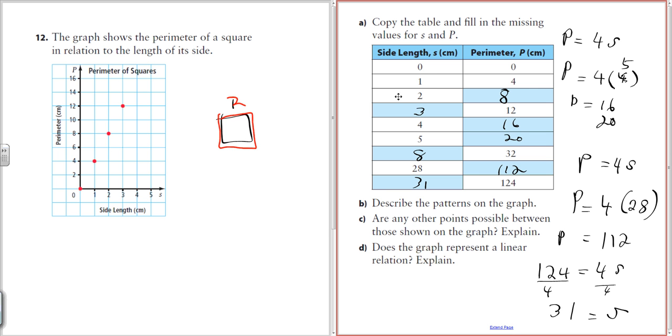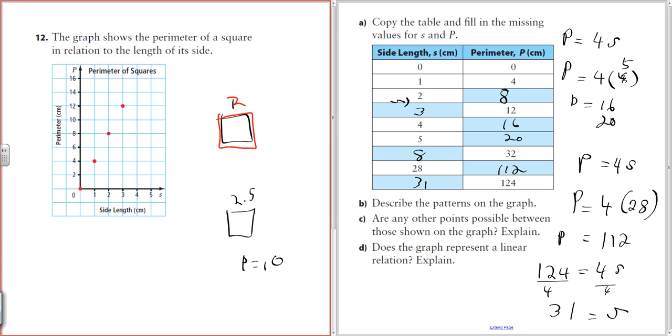Well, the answer is yes. Is it possible to have a side length, instead of being 2, of 2.5 centimeters? Of course it is, and that would have gone right in here. We could have plopped it in right between 2 and 3, at 2.5, and the perimeter would have been 4 times that. So, well, 2 times 2.5 is 5, so 4 times that is 10. So the perimeter of this particular square would have been 10 centimeters.